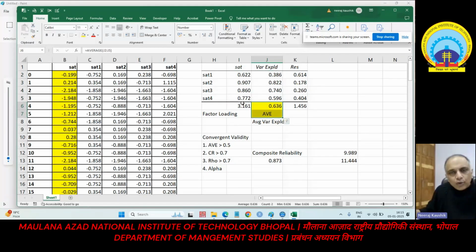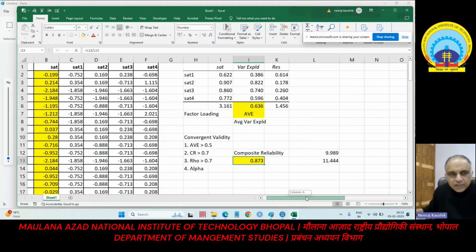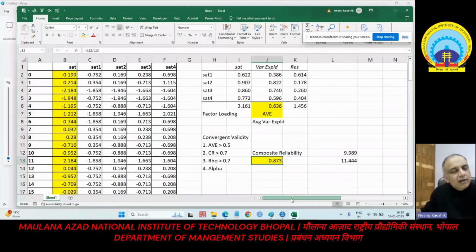If I know the value here, the residual part I can compute. I can compute this also. Okay, and can I compute the third one also? Let's check this out. CR. Can I check CR here? Cronbach alpha. Can I check it here? Let me just cross check.